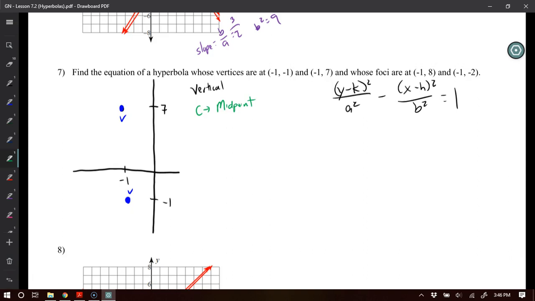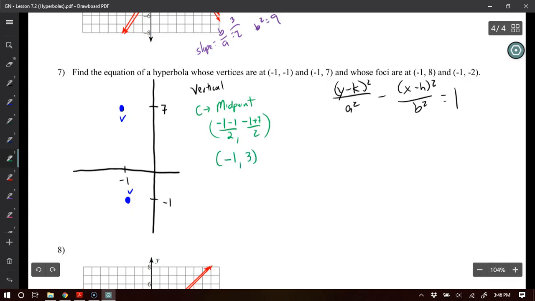So I can add the x's plus negatives and minus. So -1 minus 1 divided by 2 and -1 plus 7 divided by 2. Or I can just look at the middle of -1 and 7. So my center is the coordinate -1, 3. So here, right here, again, not to scale, but bam, there's your center. Now, why is that helpful? Is because this is your h and this is your k. So I now know part of it.